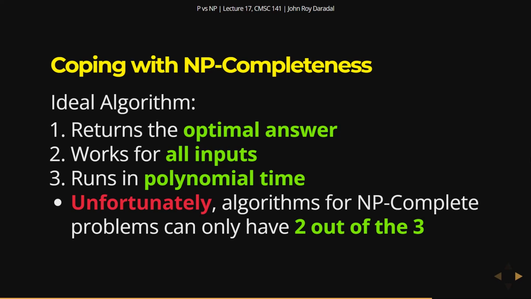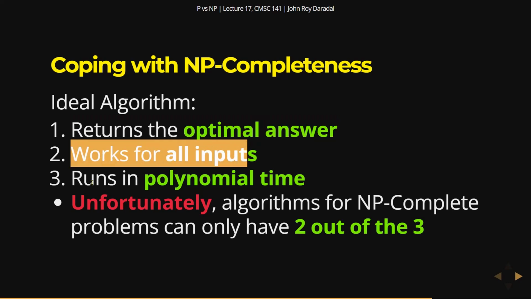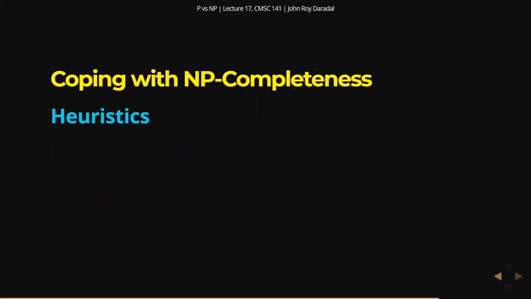So we have 3 ways of coping with NP-completeness, and those 3 ways result in leaving out one of these factors. One could be leaving out the optimal answer, or leaving out working for all inputs, or leaving out polynomial time. So we'll discuss 3 ways to cope with NP-completeness, starting with number 1, heuristics.